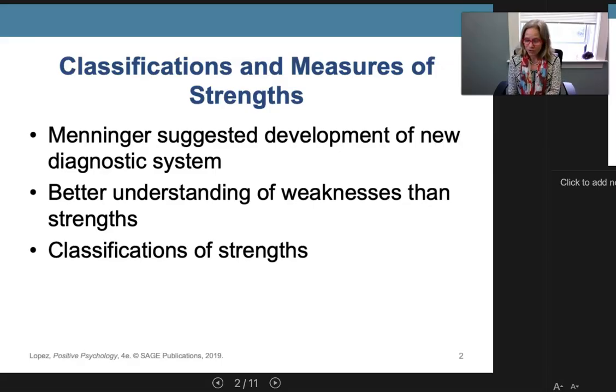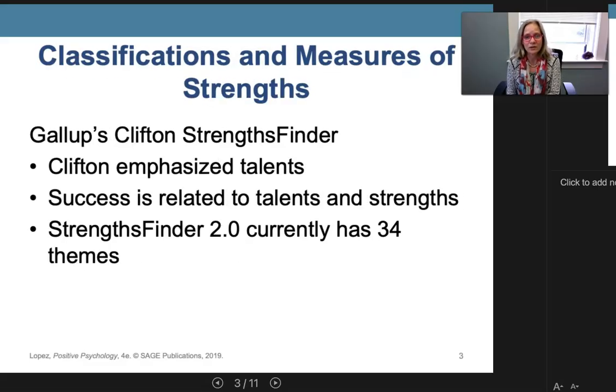Well, we've also classified strengths, and a couple of ways are talked about in this chapter. One is Gallup's Clifton Strengths Finder. You might have heard about this. Clifton emphasized talents. You might have read the book about this or even taken the Strengths Finder. Success in this classification is related to your talents and strengths, and the 2.0 version has 34 themes.